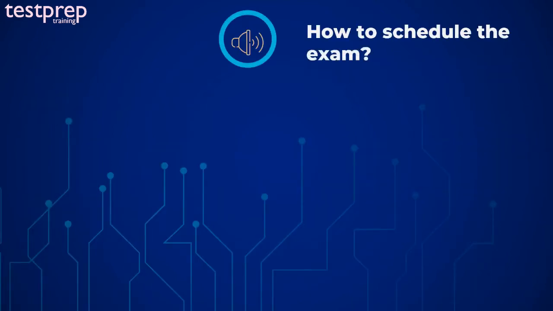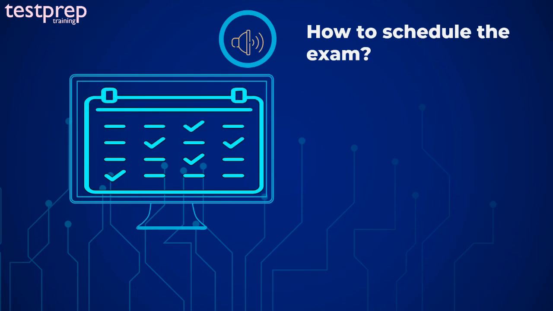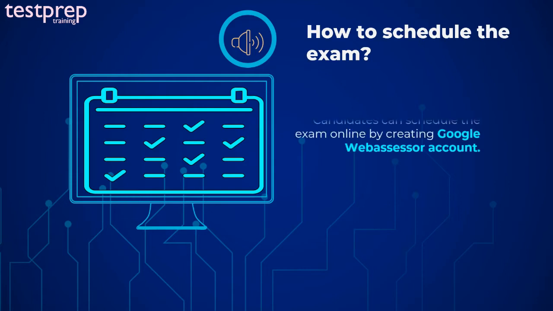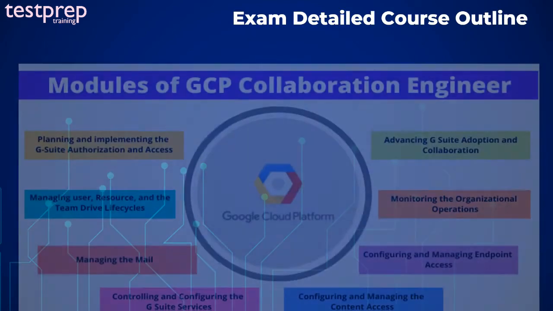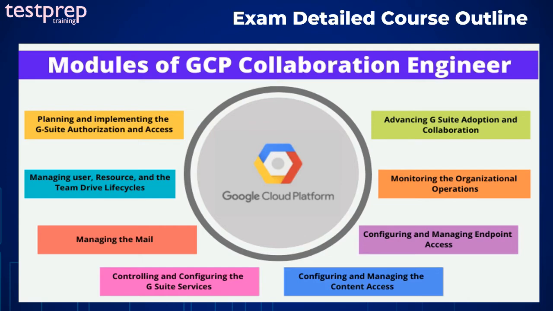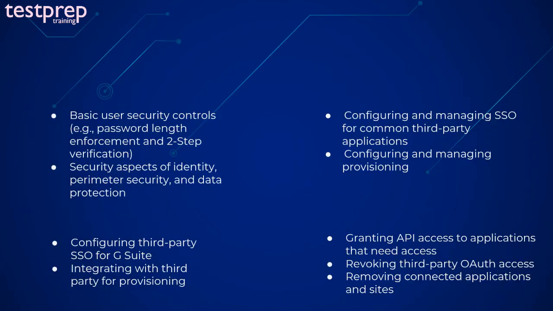Next, how to schedule the exam. The Google Professional Collaboration Engineer Exam enables the candidates to transform business objectives into tangible configurations, policies, and security practices as they relate to users, content, and integrations. Candidates can schedule the exam online by creating a Google Web Assessor account. Exam detailed course outline. The modules are mentioned in the table below. Let us discuss them one by one. Now, we will discuss the course outline topics in detail.